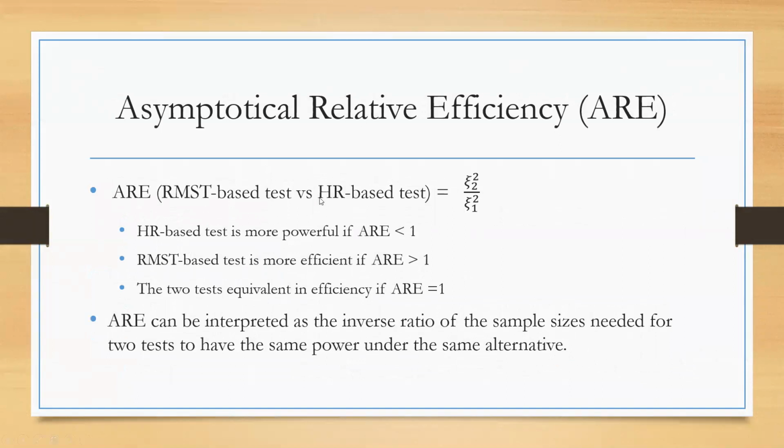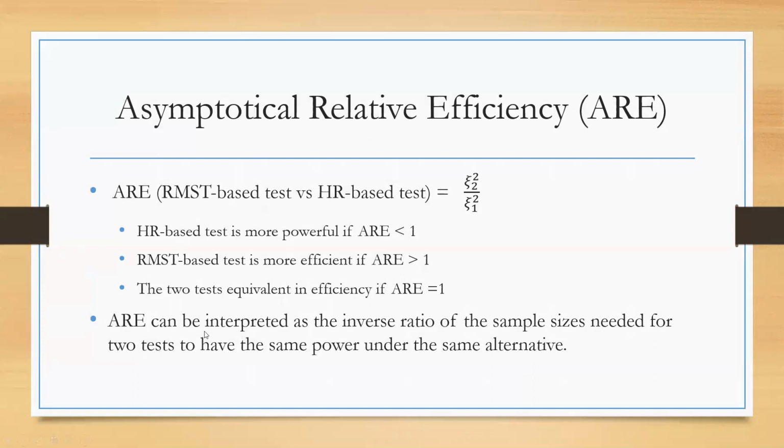So basically, in order to compare the power of two tests, we often use asymptotic relative efficiency, which is the ratio of two non-centrality parameters, the ratio of the squares of the two non-centrality parameters. In this case, we use the RMST-based test versus the hazard ratio-based test. If this ARE is less than one, that means the hazard ratio log-rank test is more powerful. If it's greater than one, that means RMST is more powerful.